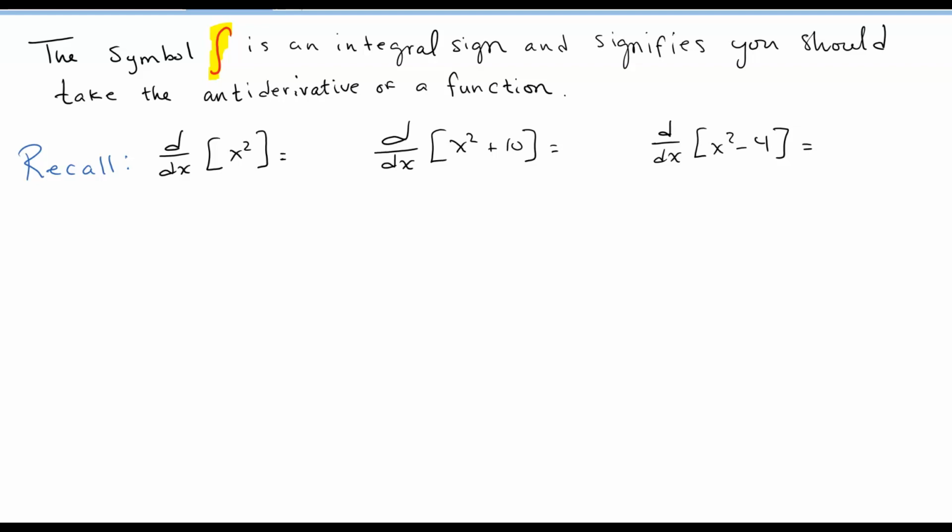All right, so let's start off with the first one. The first one says, what is the derivative of x squared? Well, that's pretty simple. It's 2x. Now let's take a look at the next one. It says, what is the derivative of x squared plus 10? That is also 2x. Now, what is the derivative of x squared minus 4? Well, coincidentally, it's also 2x.